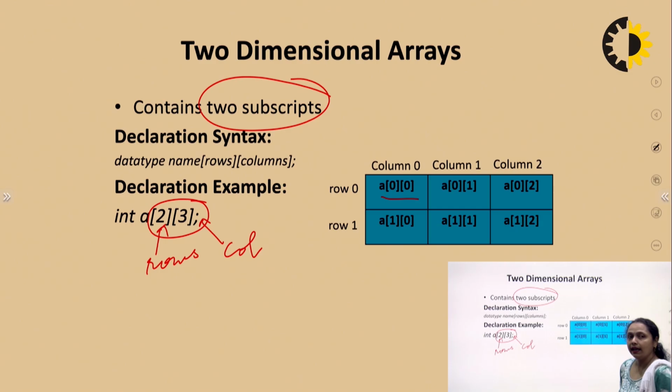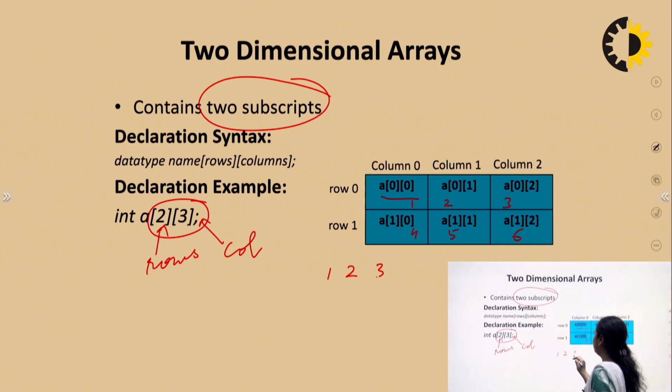I can write this data, suppose I have the values 1, 2, 3, 4, 5 and 6 stored in these different cells. If I am using the row wise method, I will store this data as 1, 2, 3, 4, 5, 6. This is the row wise method.